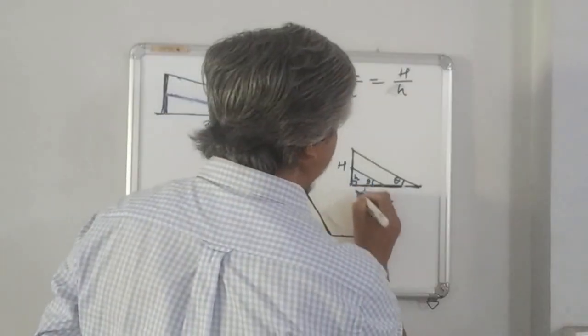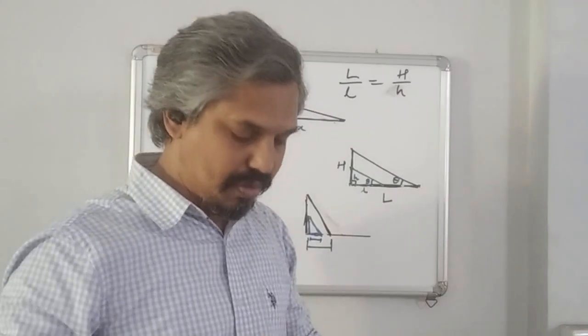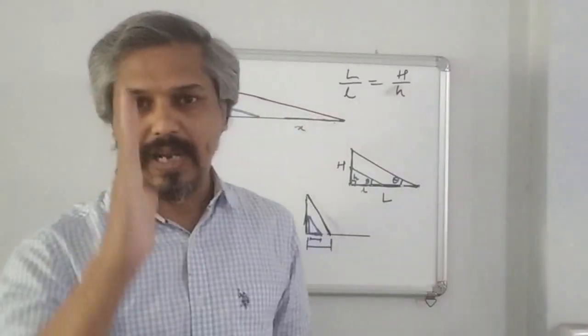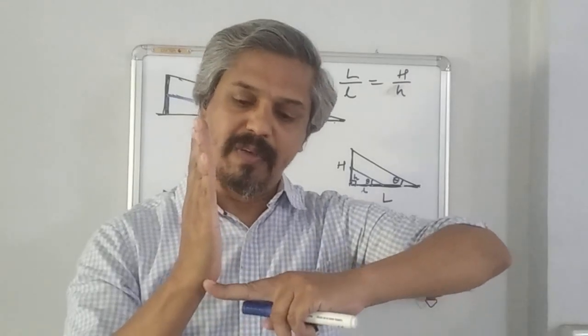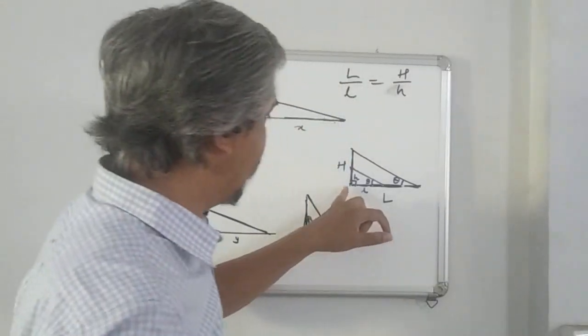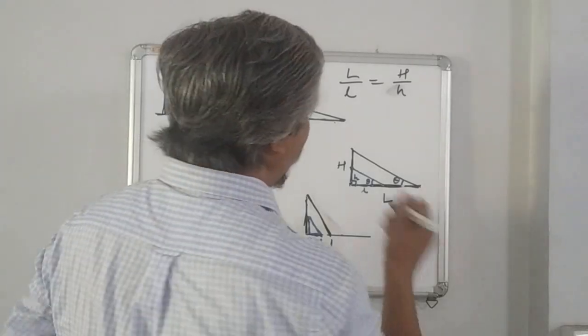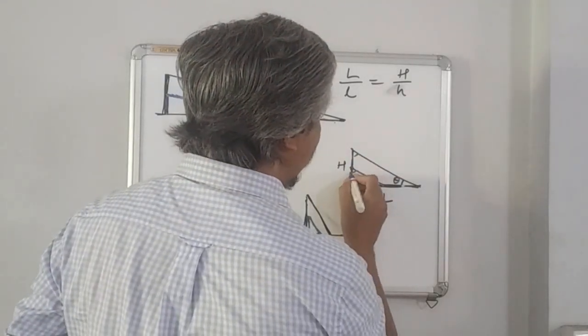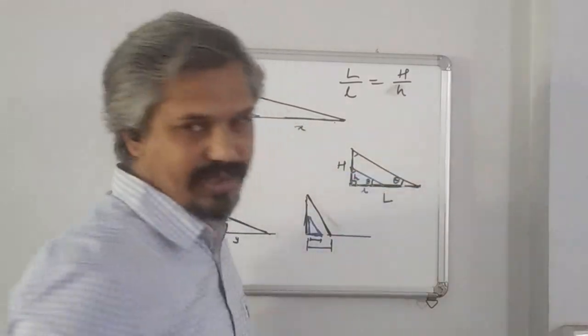This angle will be 90 degrees for both father and son. They are standing upright, so the angle between their height and the horizon will be 90 degrees. So this is the right angle. Clearly the third angles will also be equal. Even this angle and this angle will be equal. Even these two are corresponding angles, you can see.